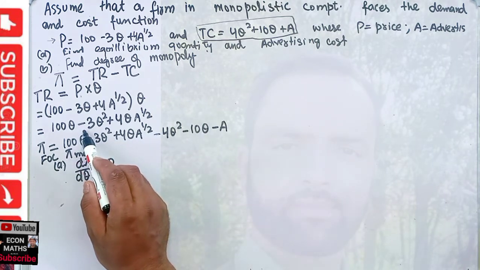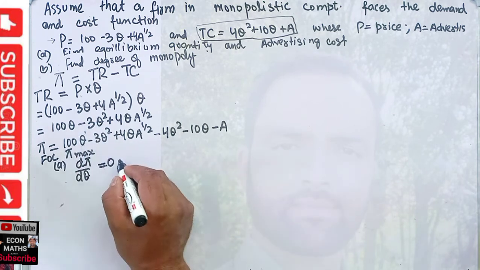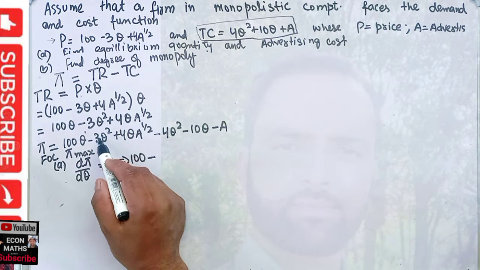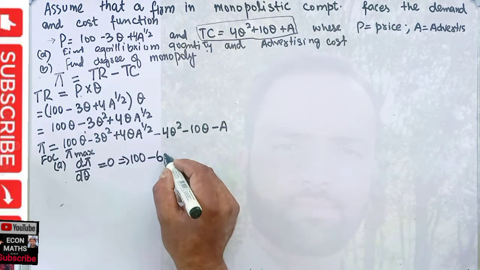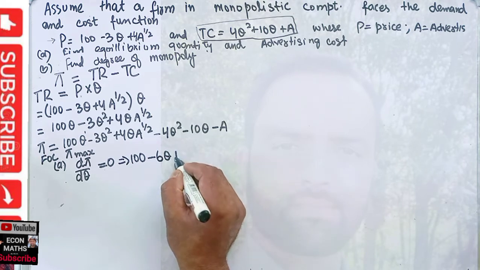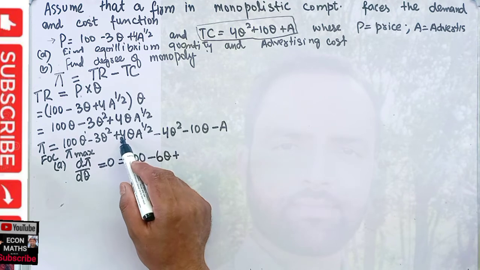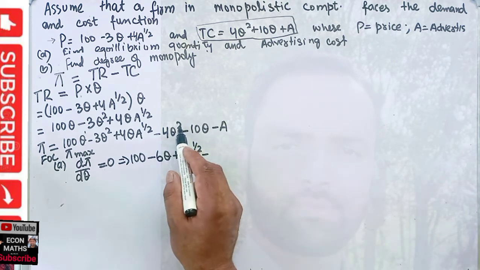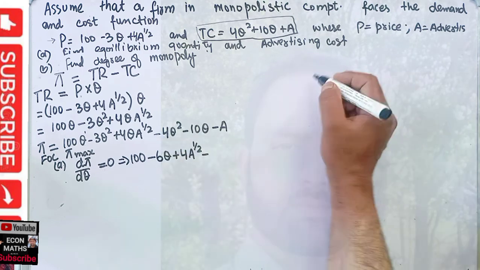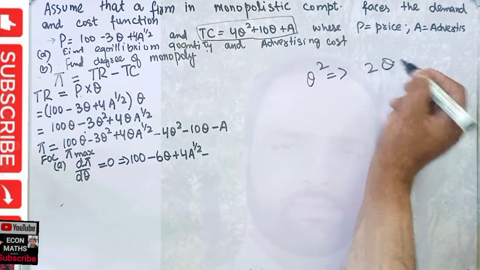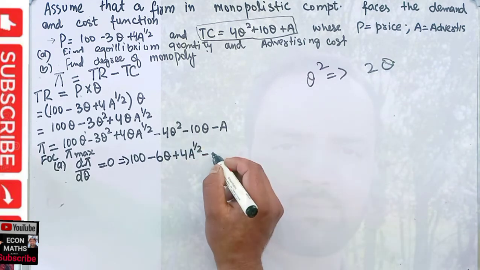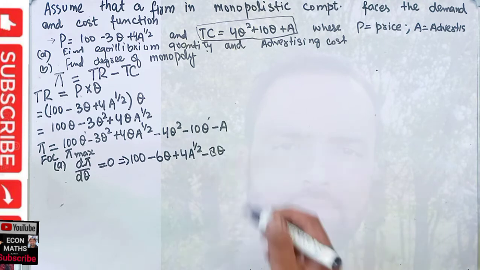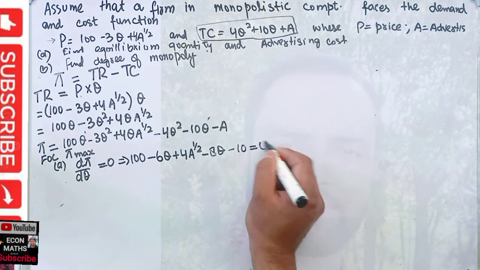The derivative of Q is 1 by the power function rule. So we are left with 100, minus the derivative of Q square, which is 2Q, so 2 into 3 is minus 6Q, plus the derivative of Q, which is 1, so we are left with 4A to the power 1 by 2, minus the derivative of Q square, which is 2Q, so 2Q into 4 is minus 8Q, and here also the derivative of Q is 1, so we are left with minus 10, and it should be equal to 0.